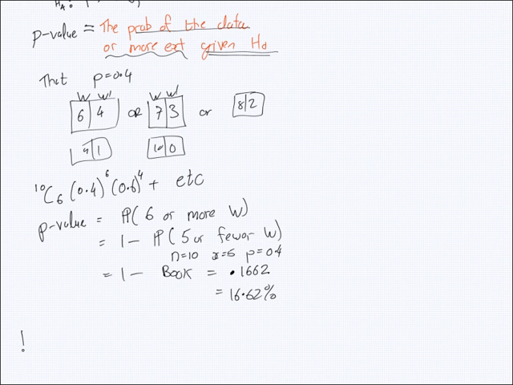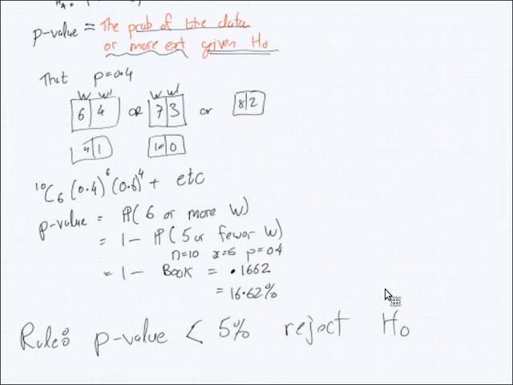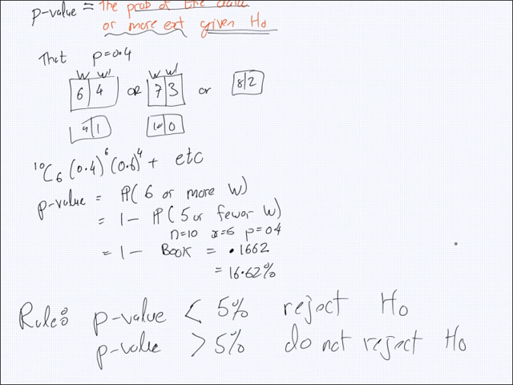So, the rule is this. If this p-value is less than 5%, you reject the null hypothesis. And if the p-value is more than 5%, you do not reject it. So, yeah, but we'll get to that in a second.